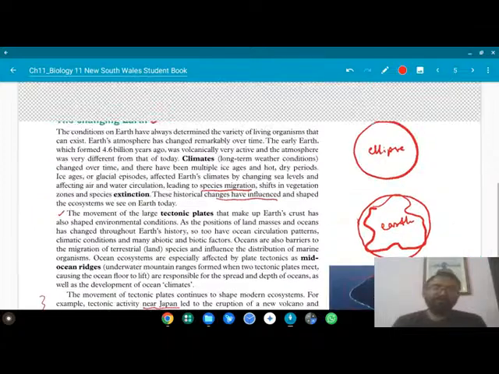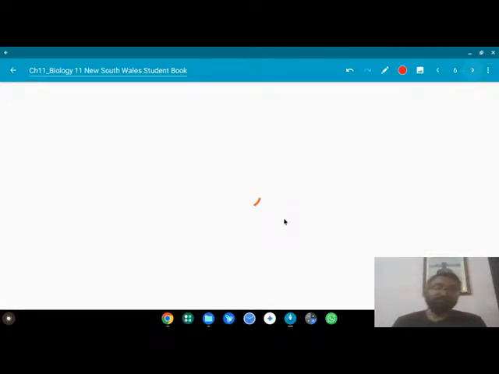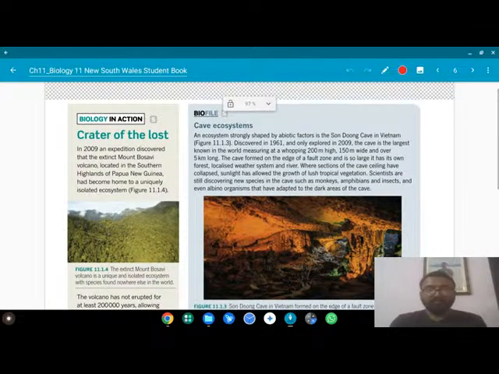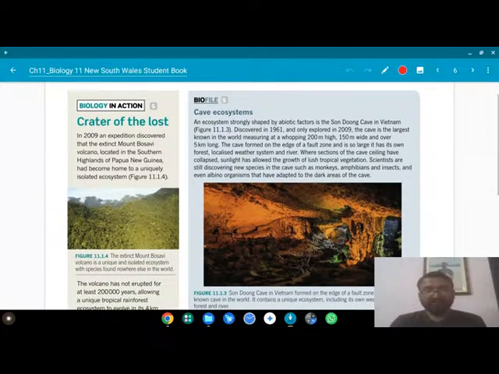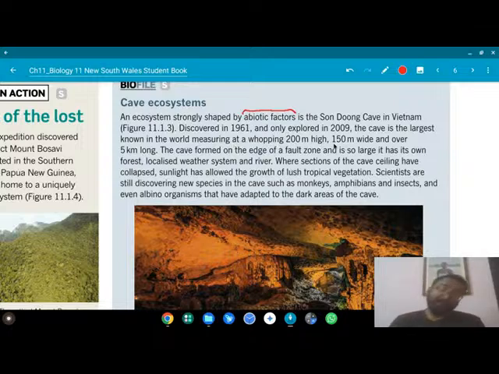There is a lot of oceanography and seismology we have to go and understand. Another example is the cave ecosystem, where there is biolife, an ecosystem strongly shaped by abiotic factors. It is the Son Doong Cave in Vietnam, discovered in 1961 and only explored in 2009. The cave is the largest known in the world, measuring a whopping 200 meters high, and there is a cave system as well.